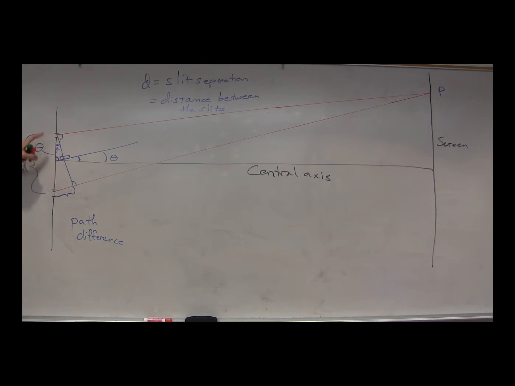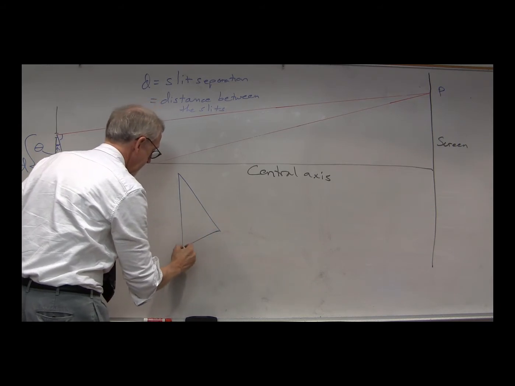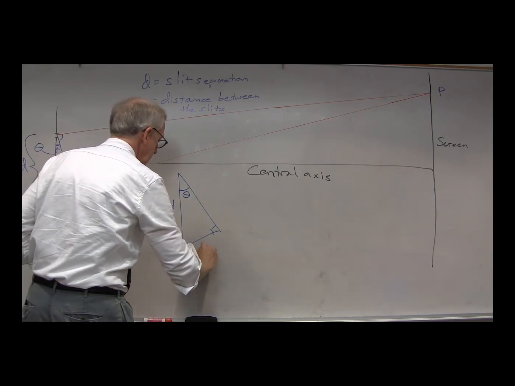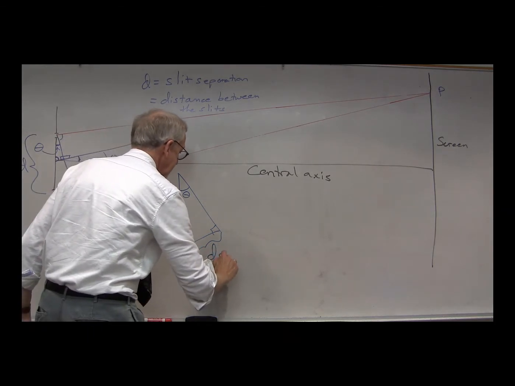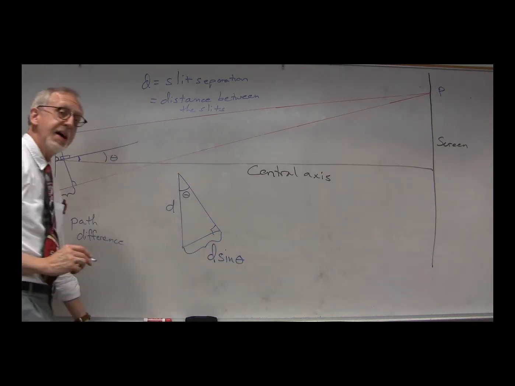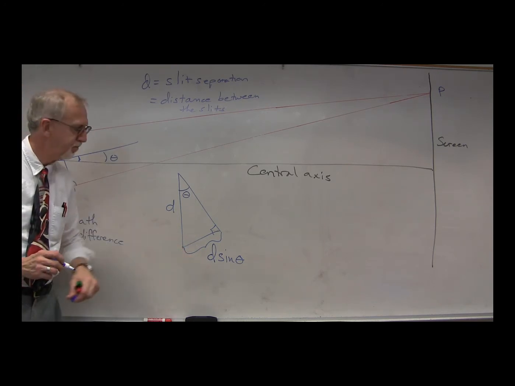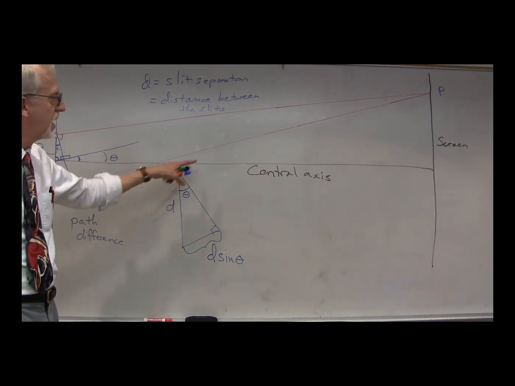Now, let's enlarge this triangle here. This is d. That is theta. That is the path difference we're looking for, and that's a right angle. So that path difference is opposite theta, so this is d sine theta. That's the path difference. That is how much farther the lower ray has to travel than the upper ray. d sine theta.